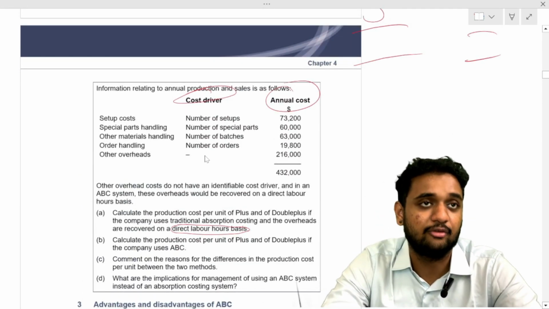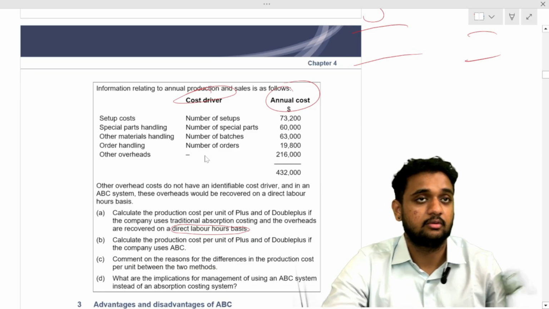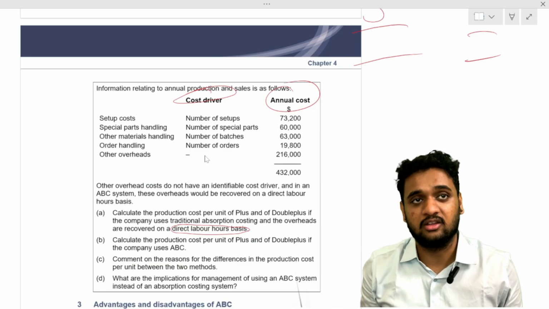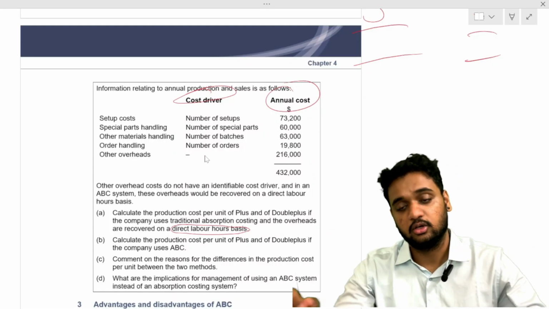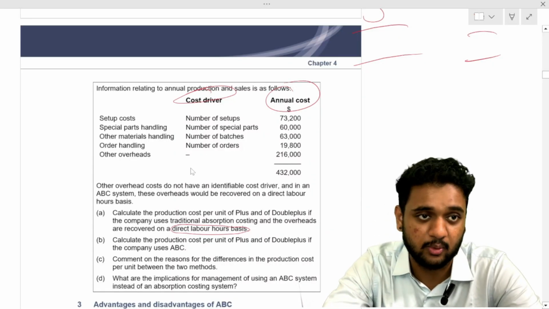Sir, what is the cost driver for other overheads? What is the cost driver for other overheads given to us? I'll give you time to discuss. What is the cost driver for other overheads given in the question?